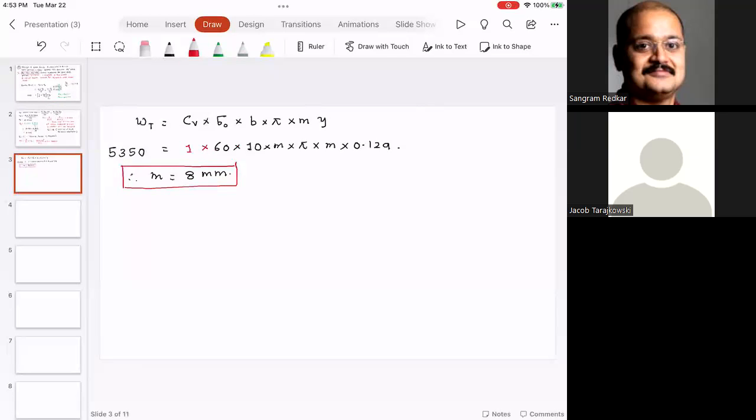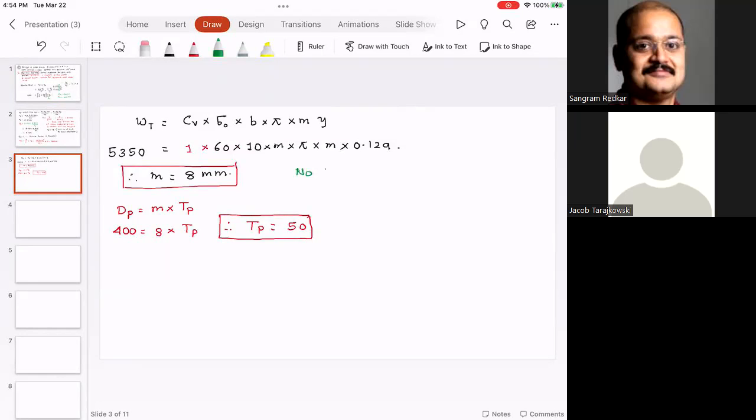Now with 8 millimeter module, I should be able to find out the diameter of the pinion, which is known. dp is equal to module times number of teeth on pinion. Module is 8, diameter is 400. So from here, I should be able to get the value of TP. So TP is equal to 50. And this is fantastic.